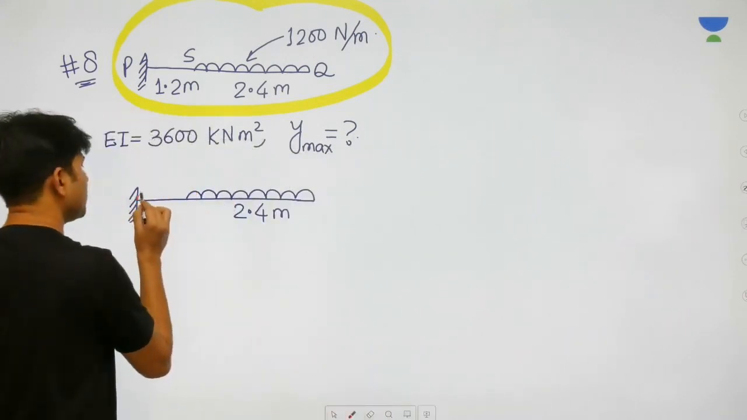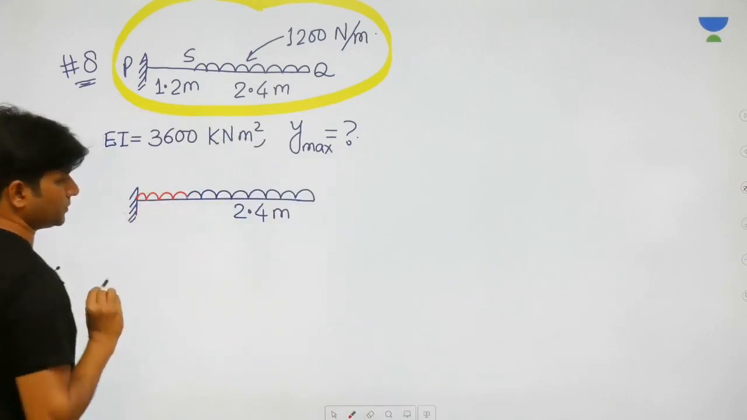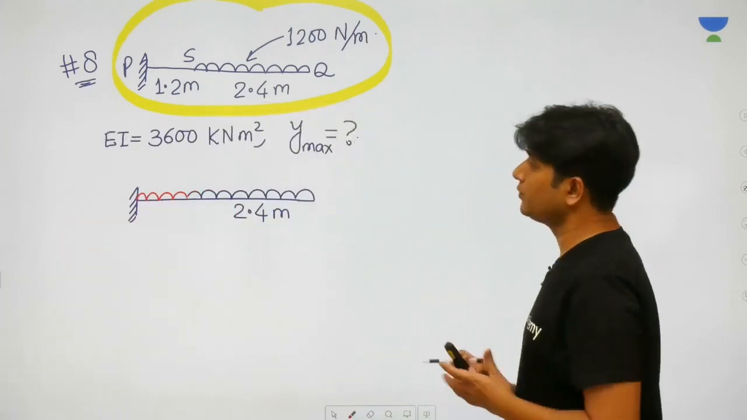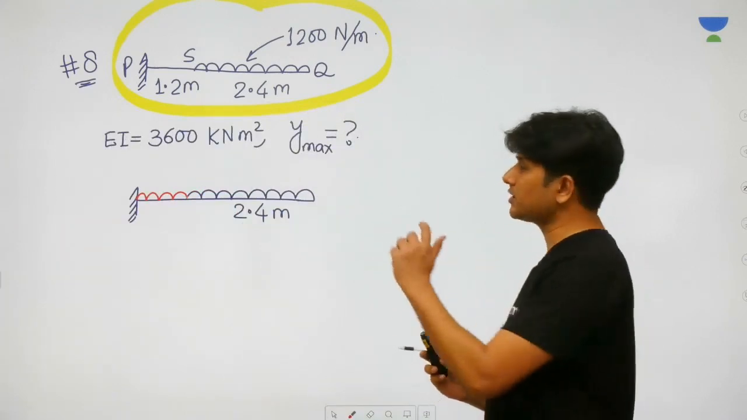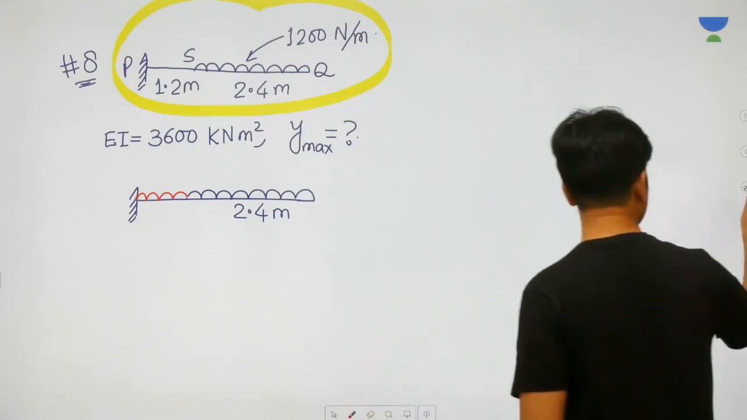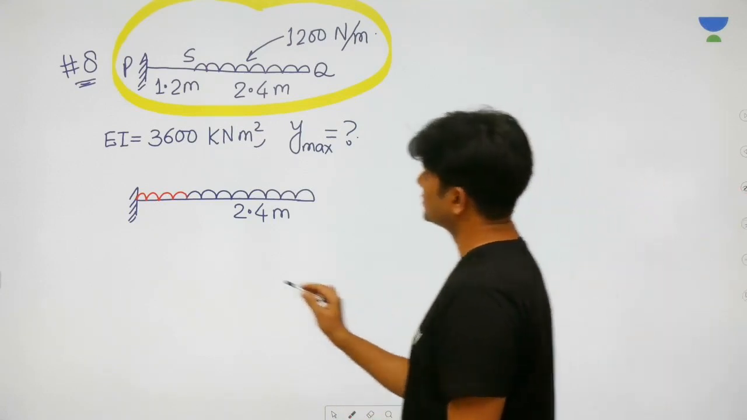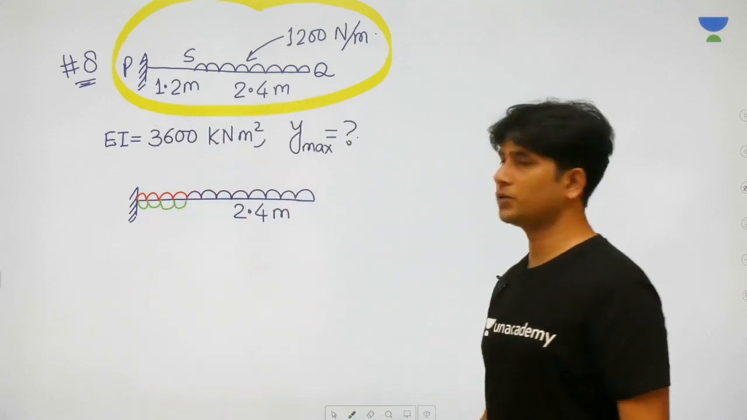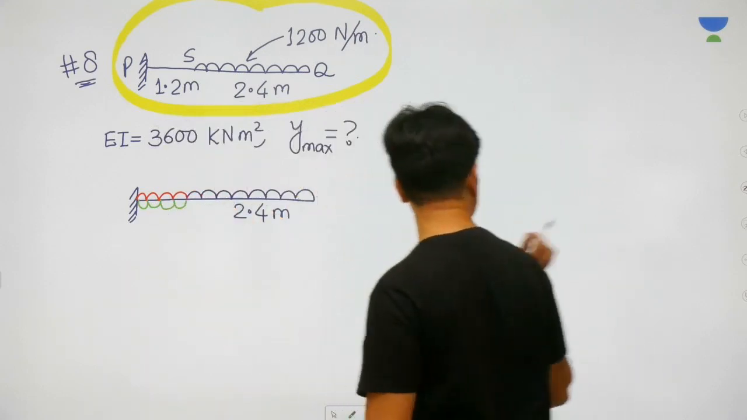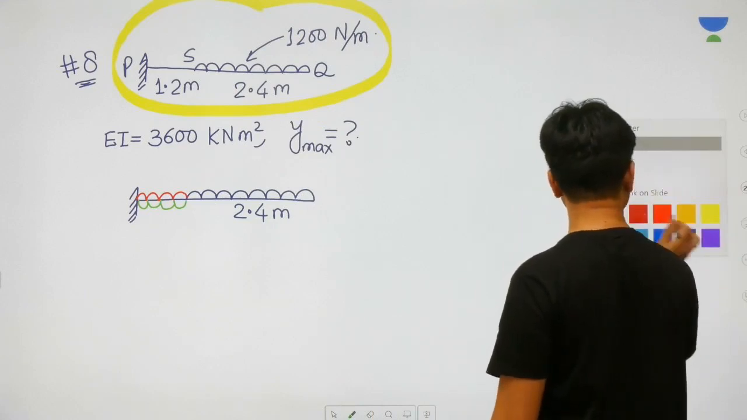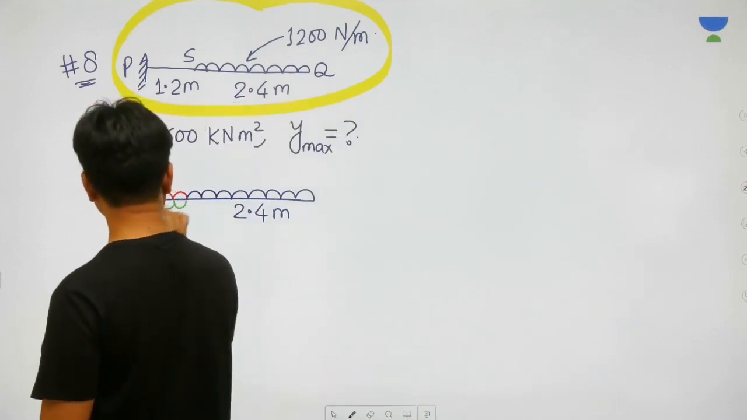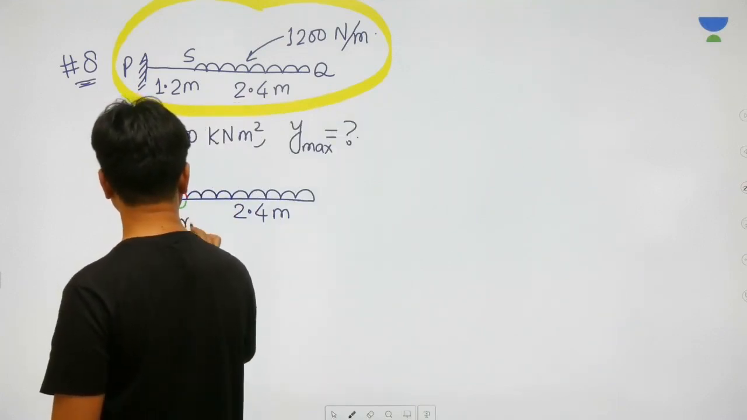We are going to extend the UDL up to the fixed support, something like this, so that the beam turns into a standard beam. Now you will say, how can you introduce any extra load just like that? Of course, that's not something which is allowed. So I am supposed to compensate for it by introducing an equal and opposite load. Do remember this length where I'm manipulating all these things. This length, my dear friends, is 1.2 meter, and this point is P, this point is S here, and this point is Q.